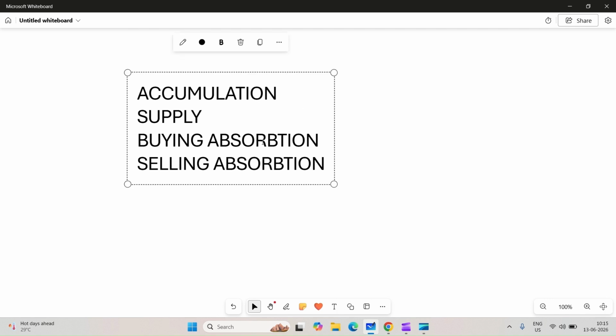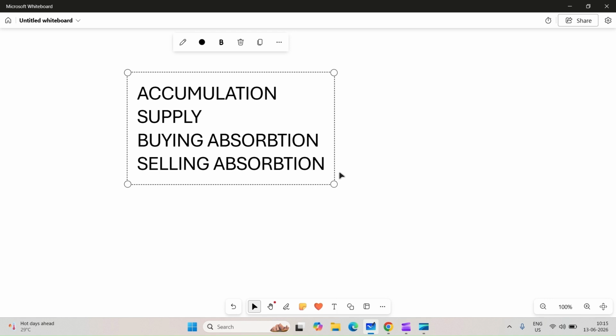Now what does accumulation mean? Basically these are cycles, or you can say four zones that are formed on the chart, and these four zones help you understand what the stock is doing, whether it's strong, whether it's weak, whether institutional buyers or institutional sellers are in it. So it gives you a clear picture. Now let's come to the main topic, what these zones are and how you can find them. First one is the accumulation zone.